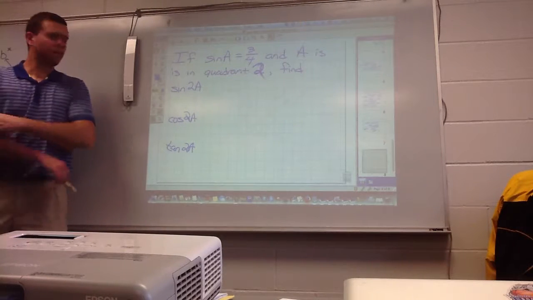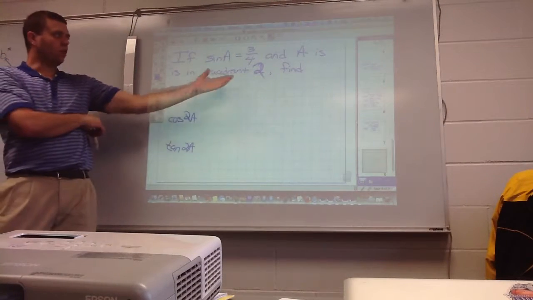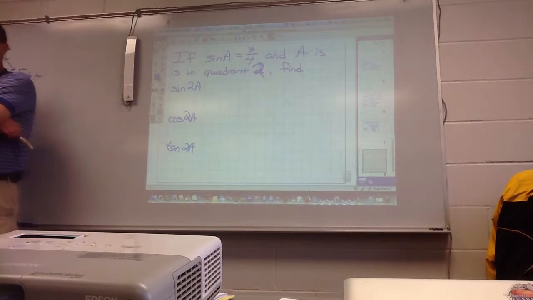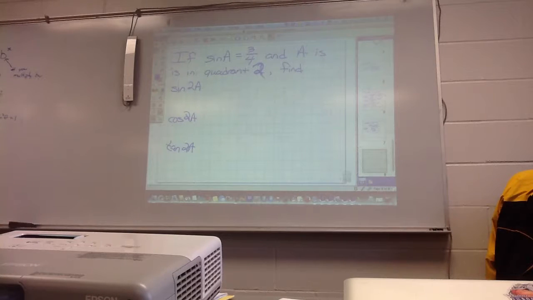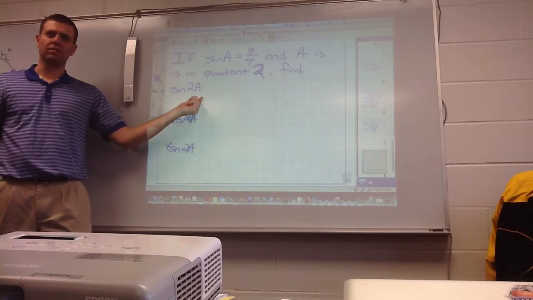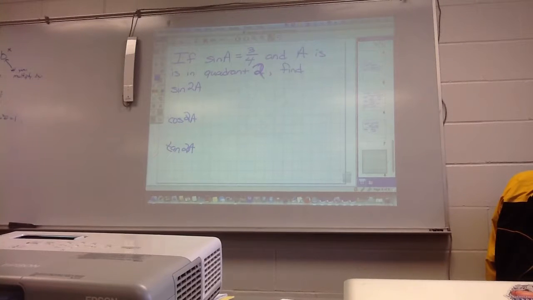Okay, so if angle A is in quadrant 2, that means it's got to be somewhere between 90 and 180, right? So if I double it, what's it got to be somewhere between? 180 and 360, which means quadrants 3 or 4. So when I do the sine of the double angle, am I supposed to get a positive or a negative answer, and why? Negative. Why? The sine is positive in quadrant 3 or 4.